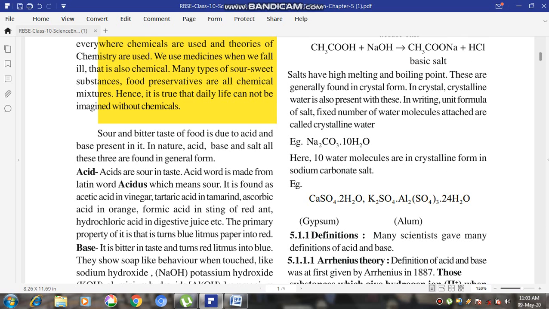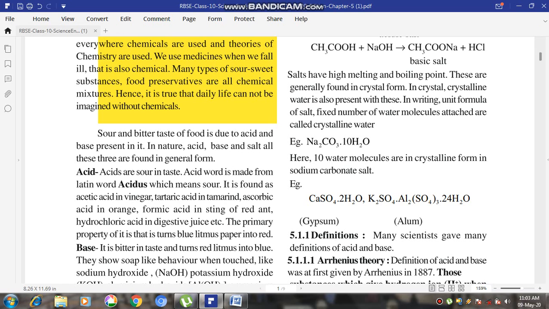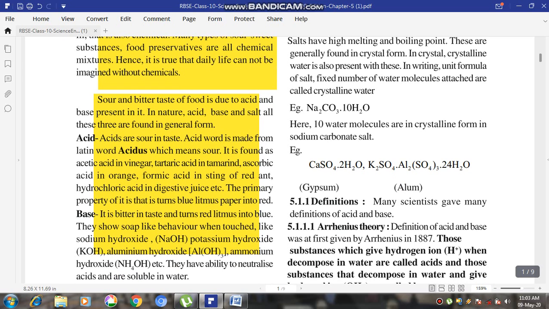So chemicals are differentiated on the basis of acid, base, and salt. Sour and bitter taste of food is due to the acid and base present in it. In nature, acid, base, and salt, all these three are found in general form. So, what are the basic forms of life in which every day we use acid, base, and salt?